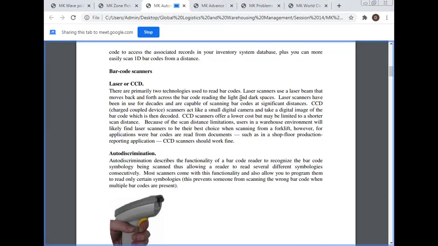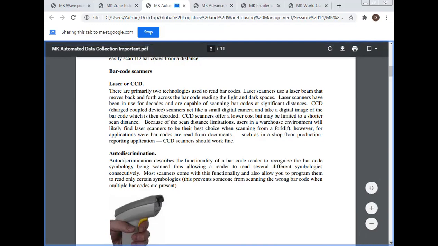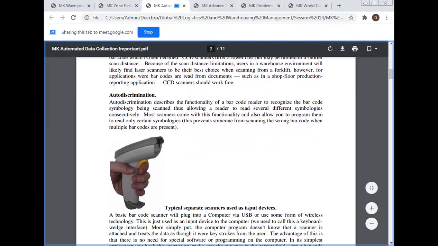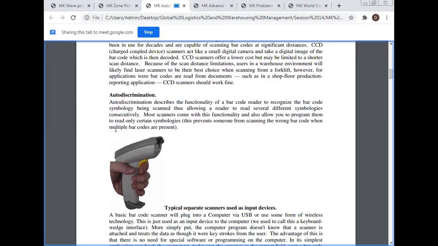Because of the scan distance limitation, users in a warehouse environment will likely find laser scanners to be their best choice when scanning from a forklift. However, for applications where barcodes are read from documents, such as in software production reporting applications, CCD scanners should work fine. Auto discrimination. These are the scanner devices which have been shown here. These devices are used in the warehouses.